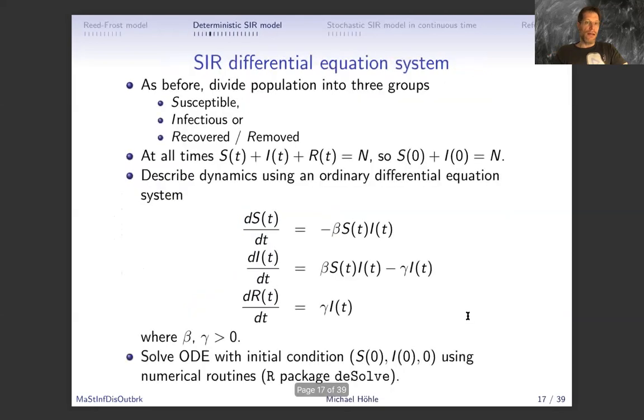Okay, and recapitulating stuff that Tom had explained in his lecture, we will divide the population into 3 groups: susceptible, infectious, recovered, and we will assume a closed population. That means at all times S plus I plus R is equal to the total population, and even in the beginning we will assume that S naught and I naught will be equal to N. And we will use an ordinary differential equation system to describe that.